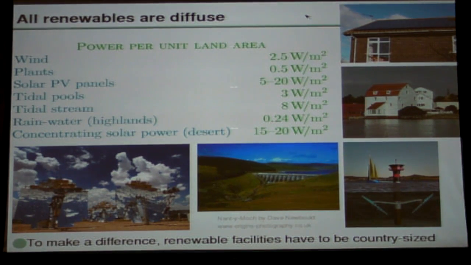Okay, so the message of this part of my talk is, if you really want renewables to make a substantial contribution, not just a fig leaf gesture, then the renewable facilities do have to be large. In European terms, they need to be country-sized. In American terms, they need to be state-sized.